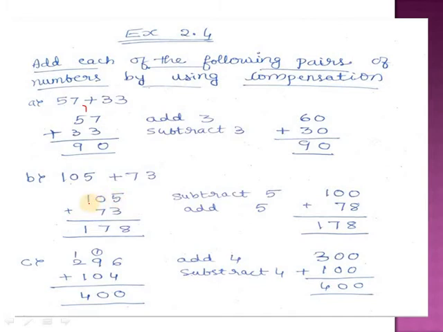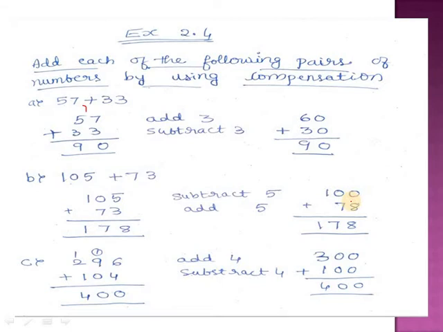So if we subtract 5 from this one, what will it become? 105 subtract 5, what will it become? 100. 105 minus 5 is 100. 73 add 5. 3 plus 5, what will it become? 78. Now add: 0 plus 8 is 8, 0 plus 7 is 7, 1 plus 0 is 1. So this will become easier to add when the end number is 0.